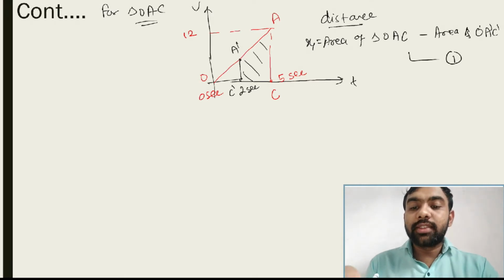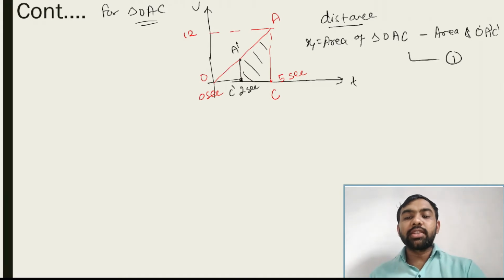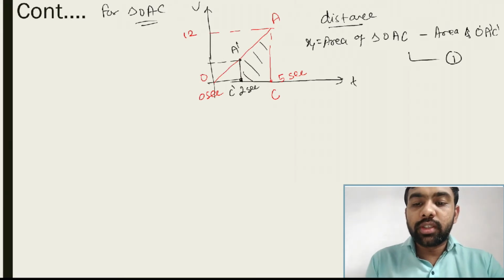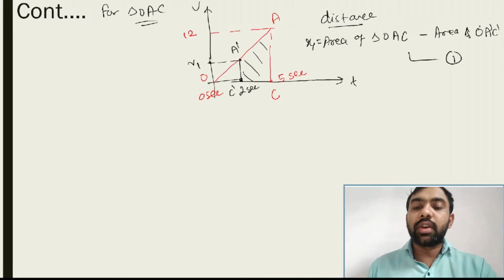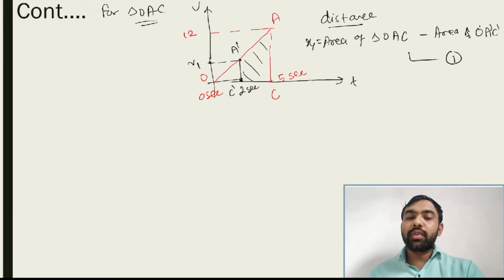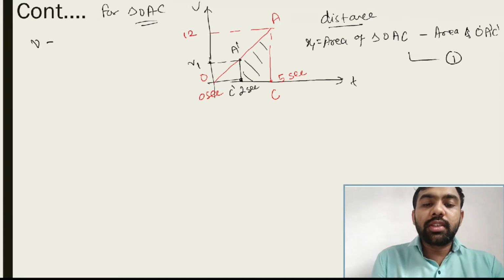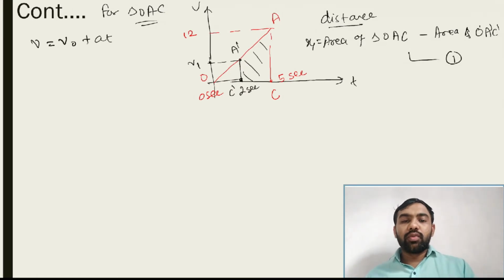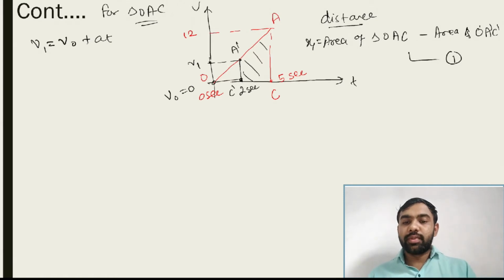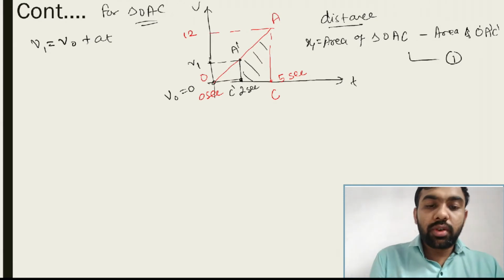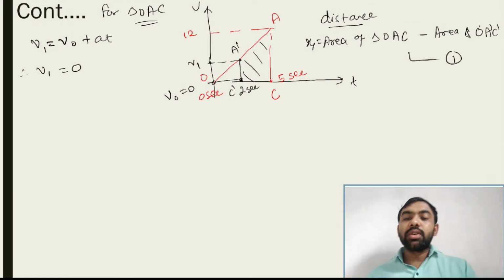So how do we get this? See, that's a known value, 2 seconds. C dash is a known value. But what about this velocity? Let's consider this velocity to be v1. At this point, what is the value of v1? Very simple. See, v is equal to v0 plus at. So v1 is equal to, here what is v0? v0 is equal to 0. So v1 is equal to 0.